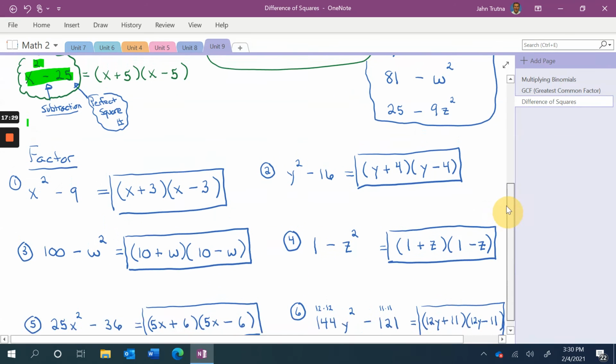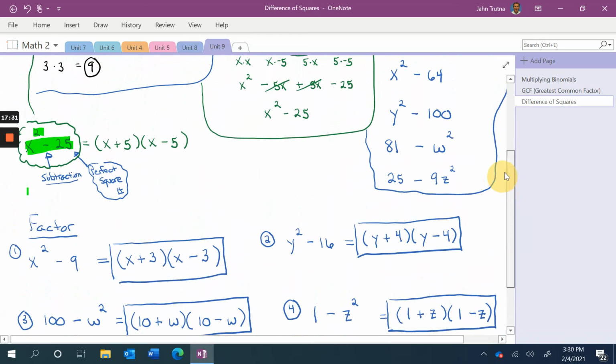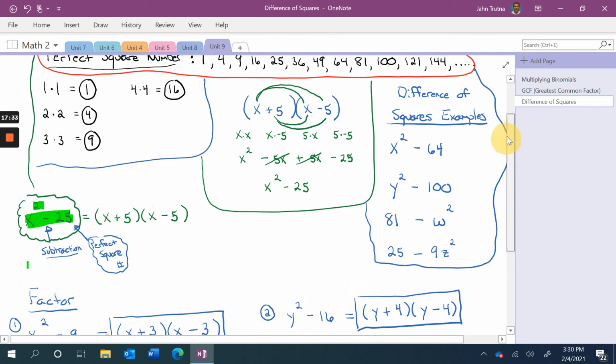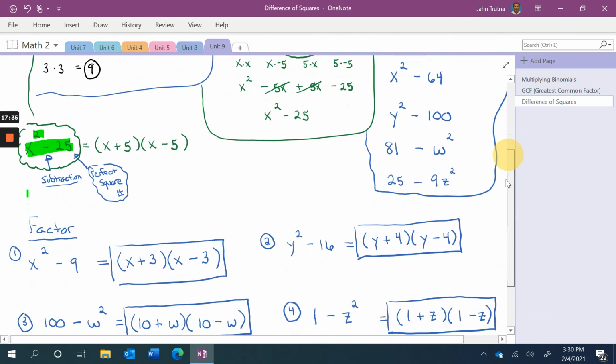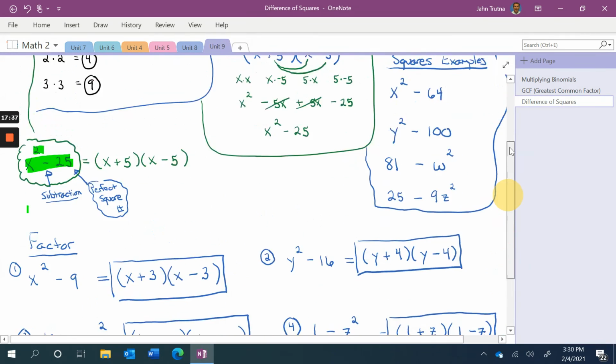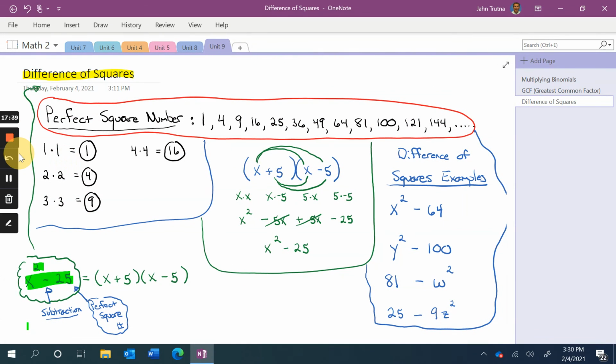There we go, you guys. This is a good, solid, so we have like 7 examples of the difference of two squares and how to go about factoring them. That's all.